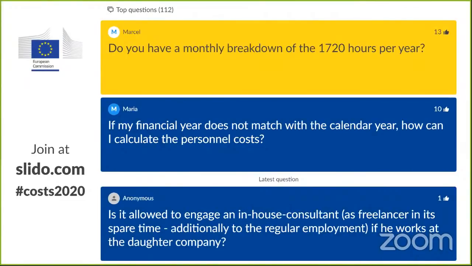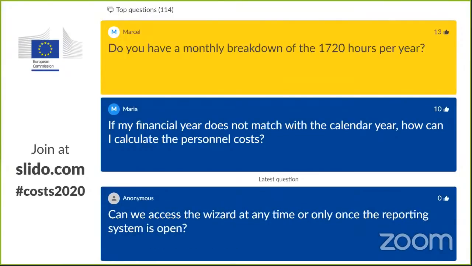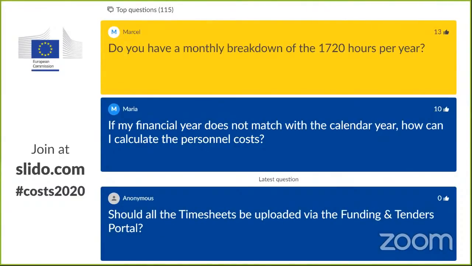Now, let's imagine that the person just worked 6 months for the company over the year, right? This person cannot charge at the end of the year 1720 hours, because in reality they just worked for 6 months. So the maximum number of hours that I could charge at the end of the year will be 860. So the 50%, or the equivalent of 6 months for the time that this person worked. So not the full 1720.